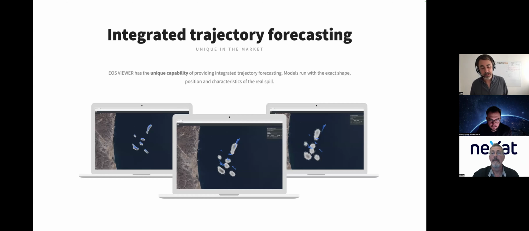Something that is very unique in the product, and as far as we know, there's nothing like this in the market, is that the detection and the modeling are fully integrated. So the shape and the characteristics of the spill that we detect in the satellite image are the input for the model to help us understand what is going to happen in the future. So where the oil is going to reach the shoreline, or how the oil is going to transform in hours or days. And that capacity is fully integrated. It's totally automatic, and it runs with no human intervention at all.